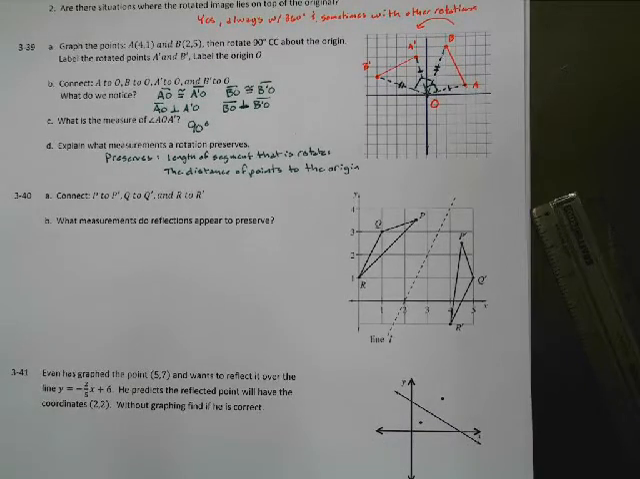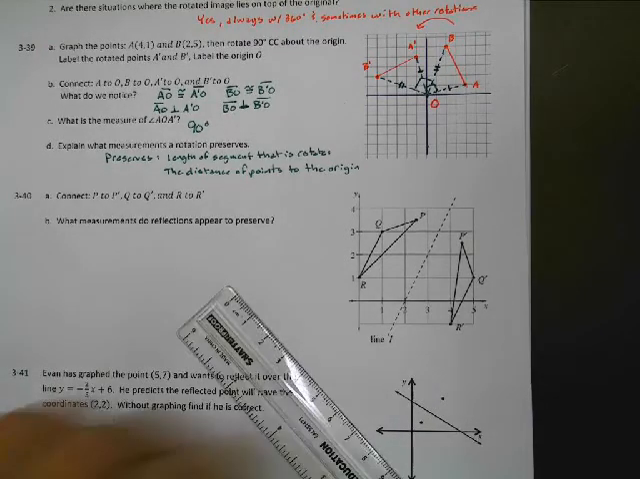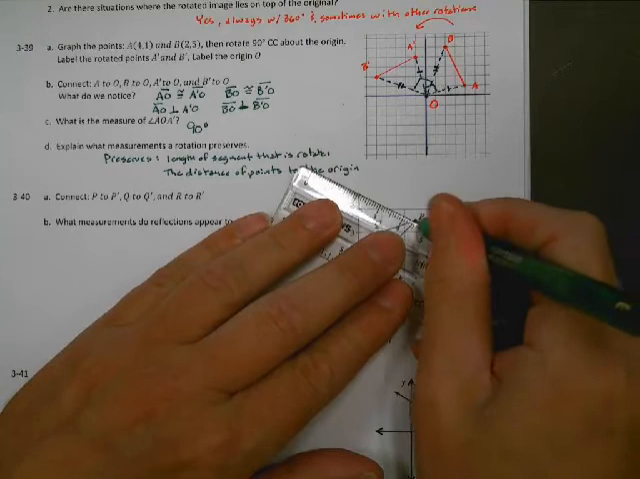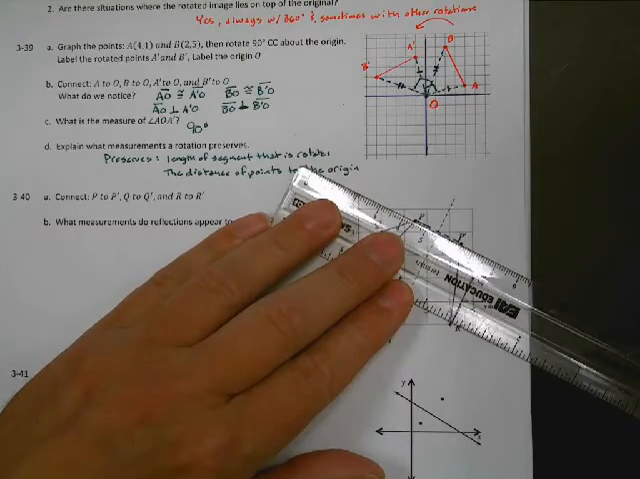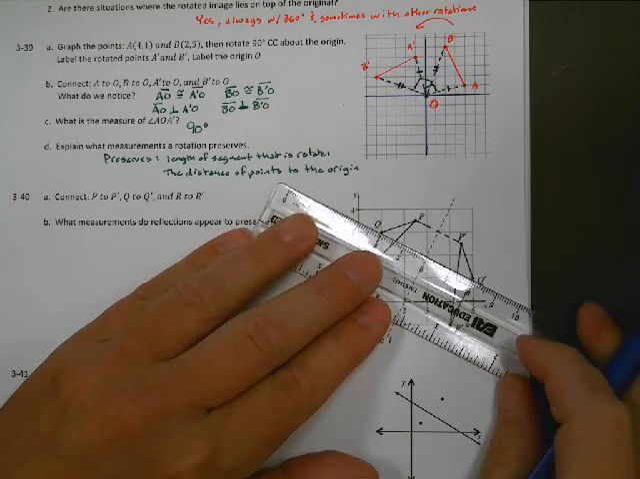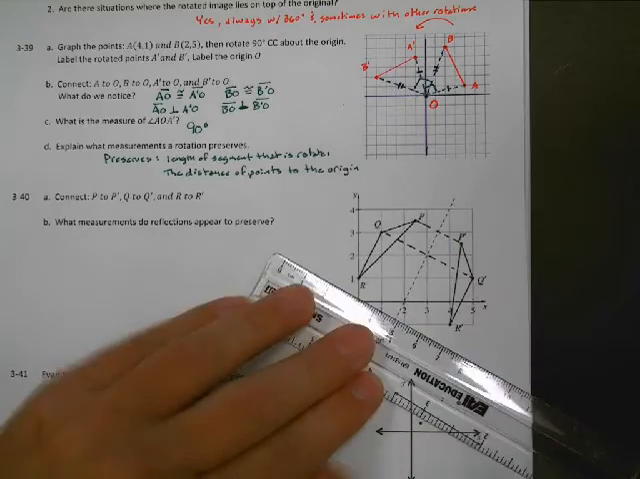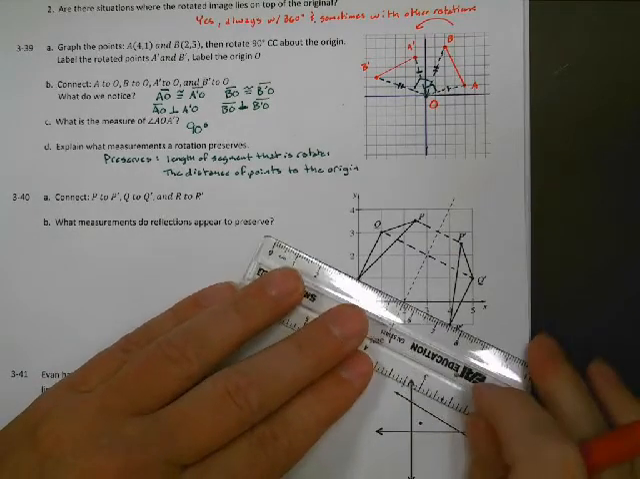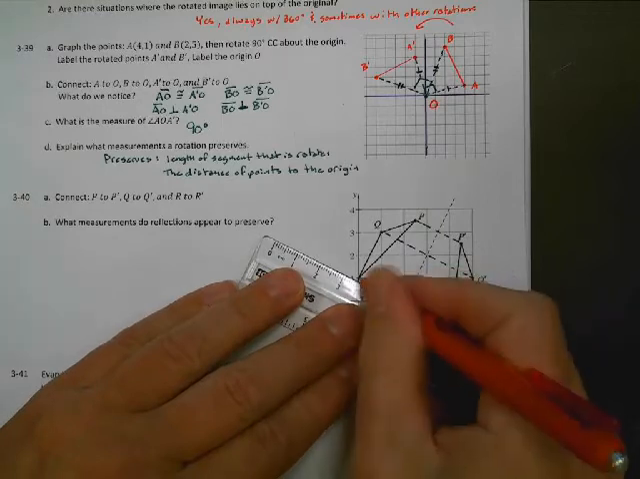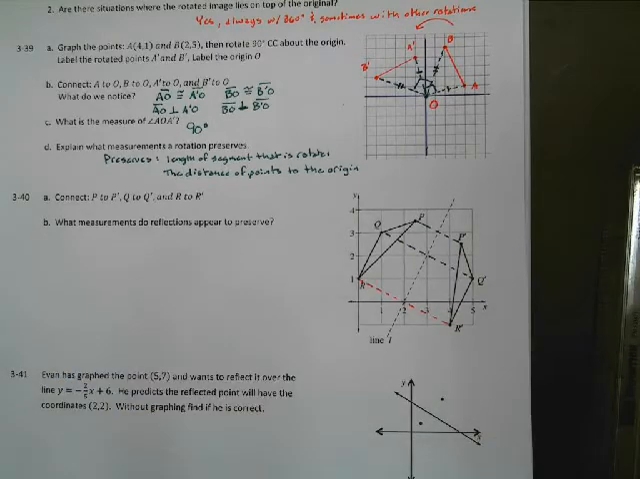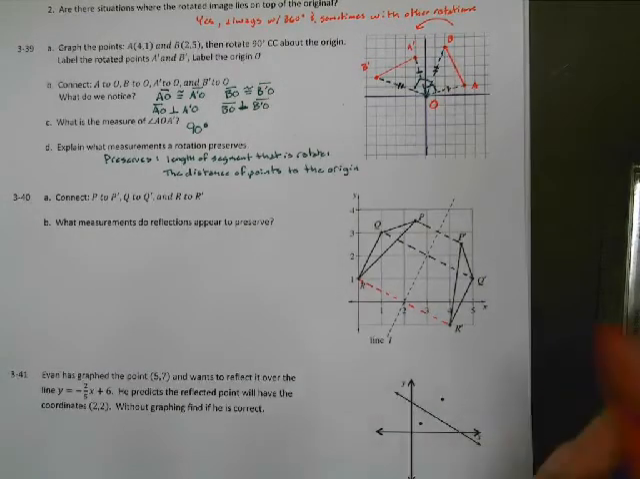All right, so 3-40. This one is straight from that last lesson that we did. On this one, it wants us to connect some other points. It wants P to P prime to be connected. It wants Q to Q prime to be connected. And it wants R to R prime to be connected. All right, so there we've got all of our connections.